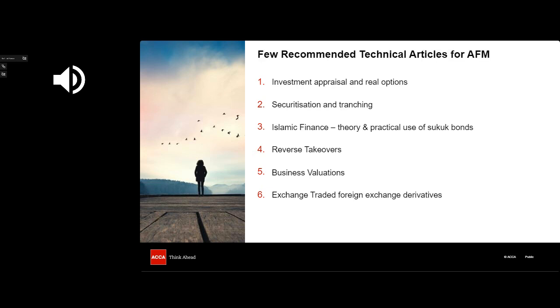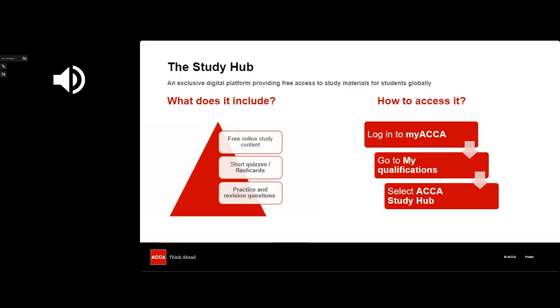One of the things students need to take care of is the Study Hub. How do you access the Study Hub? Now we have the new Study Hub. You log into myACCA, go into the qualification, and select the ACCA Study Hub. How is it going to help you? Let us take you through a video to see how the Study Hub is going to assist you. Pushing through the video.